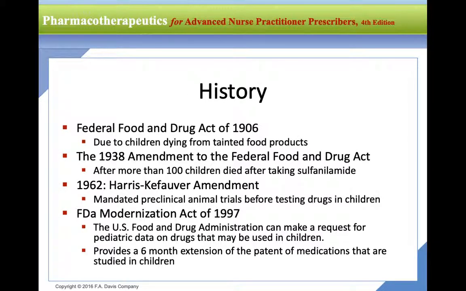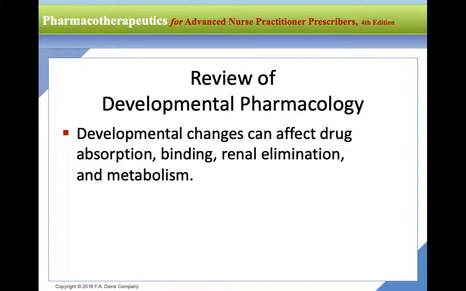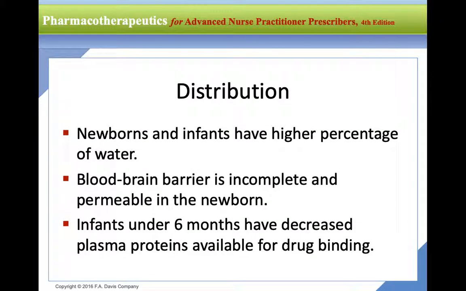Children as patients. We're going to skip over a lot of this. I just want you to know that children are not little people. Their kinetics change all the time. So their gastric pH doesn't reach adult values until age 20, so absorption is going to be affected. They have a higher percentage of water, and their blood-brain barrier is incomplete. They have decreased plasma protein, so your drug binding is not going to be as good.